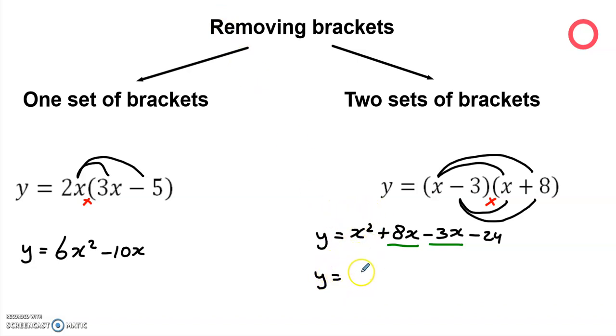First, y is equal to x squared. 8x minus 3x will be positive 5x, and then do not forget the minus 24. So we have removed brackets, and now we do have a formula in terms again. And we have 3 terms, so this is a trinomial.